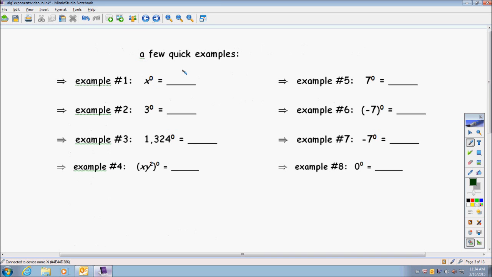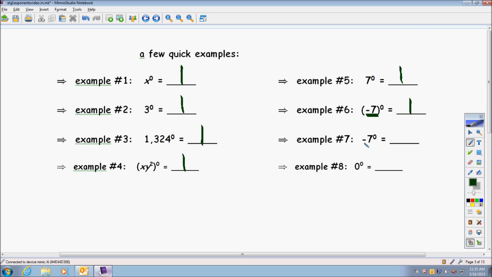Okay, a couple quick examples. X to the power of 0, doesn't matter what it is. Anything raised to the power of 0 is 1. 3 to the power of 0 is 1. 1,324 to the power of 0 is 1. X, y squared to the power of 0 is 1. 7 to the power of 0 is 1. Negative 7, we take the entire quantity, negative 7 raised to the power of 0 is 1.